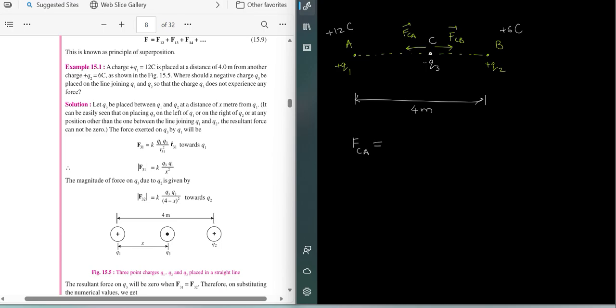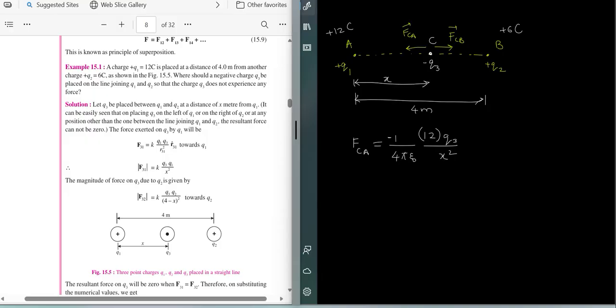Formula is 1 by 4 pi epsilon 0, Q1 is 12, into Q3. Because Q3 is negative, I will write it with a minus here. Upon what is the distance? Let us say this distance is x. So x square. We are talking about only the magnitude, because that should be equal.